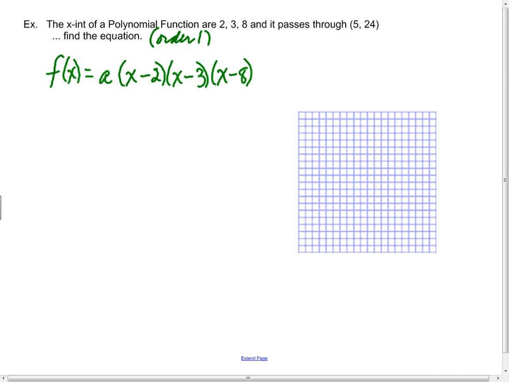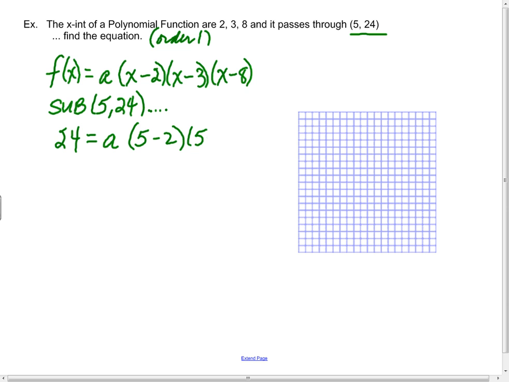Since we know that, the form that I've got it right there, and I know that it passes through the point (5, 24), then what I need to do is substitute that point into the bare bones function that I have and solve for a. So 24 goes in place of y, or f of x. I have a that I'm trying to solve for, and every x will be a 5. So substituting, I get that.